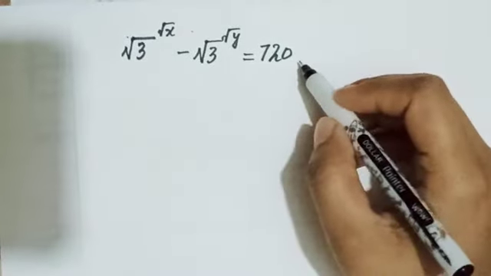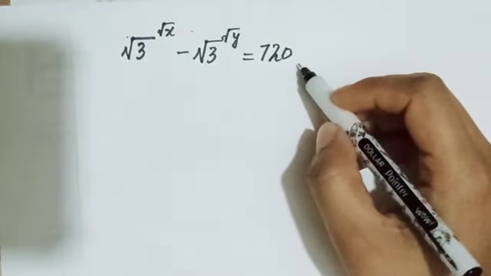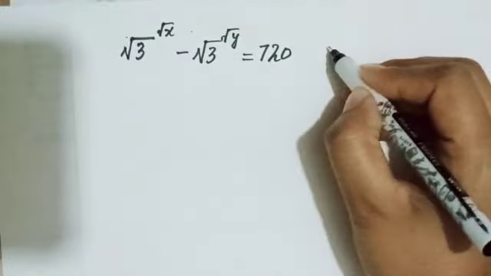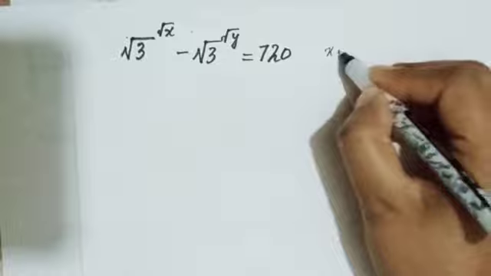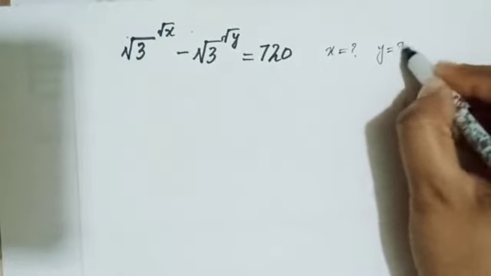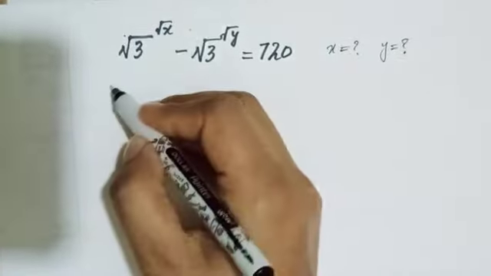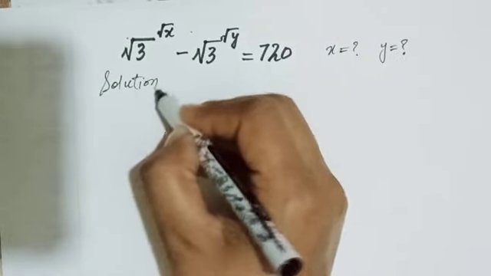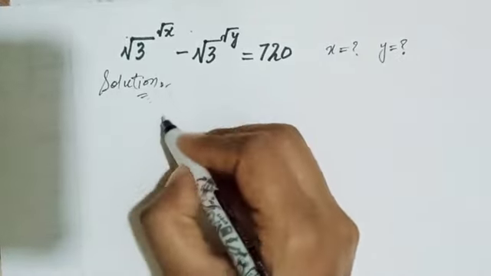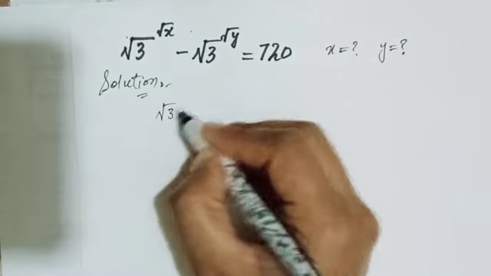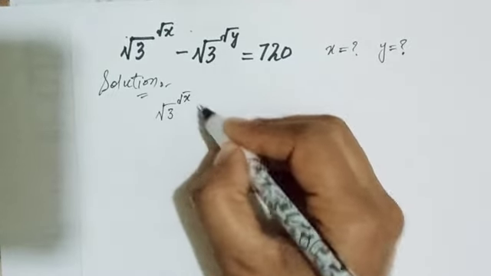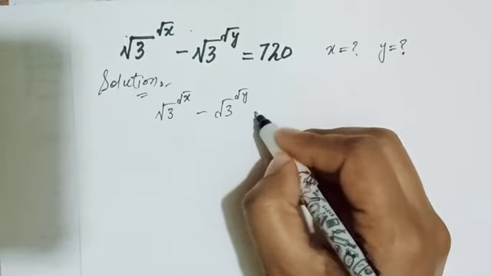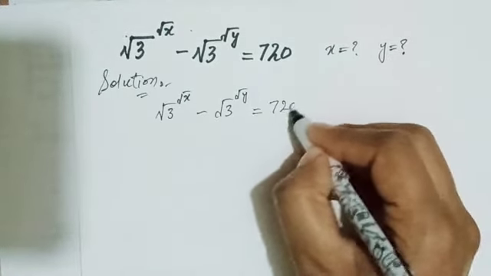Hi everyone, here I have a very nice mathematical equation and I have to find the value of x and the value of y in this equation. So let's solve this equation, that is square root 3 to the square root x minus square root 3 to the square root y, which is equal to 720.